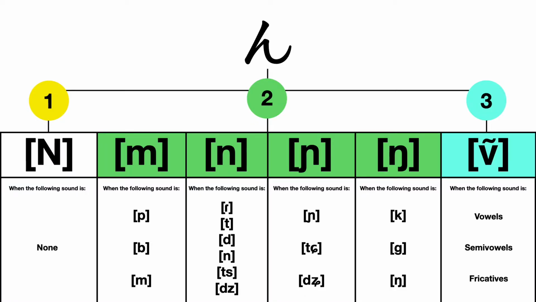Alright, let's take a look at the first group. When there's no sound after n. There's only one sound in this group. I think this is the trickiest sound in the Japanese language, because this sound is not used in many languages. This sound is called the voiced uvular nasal sound.